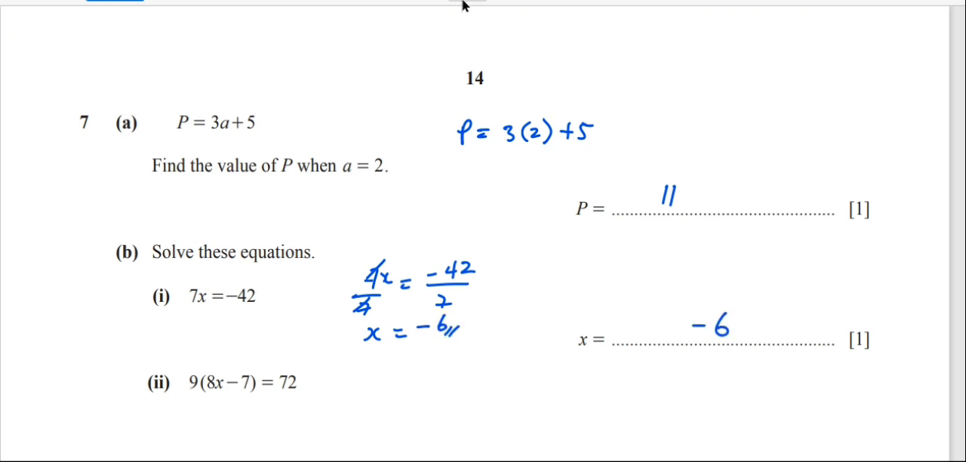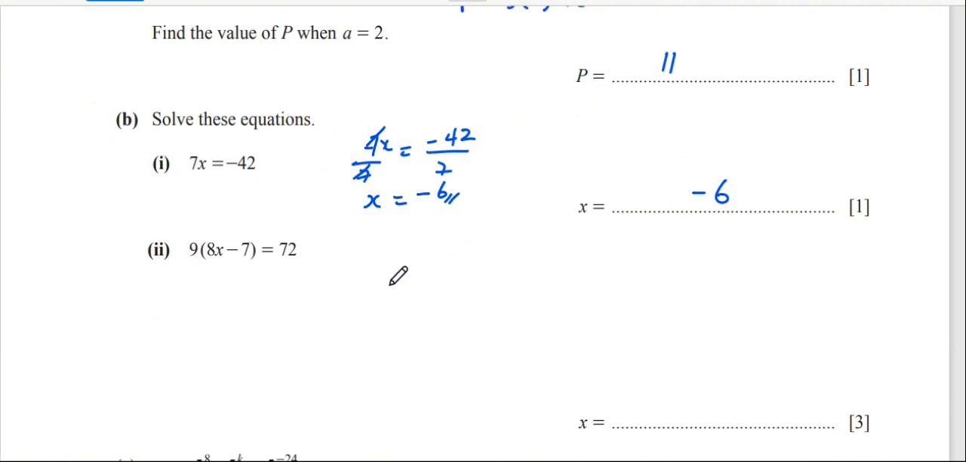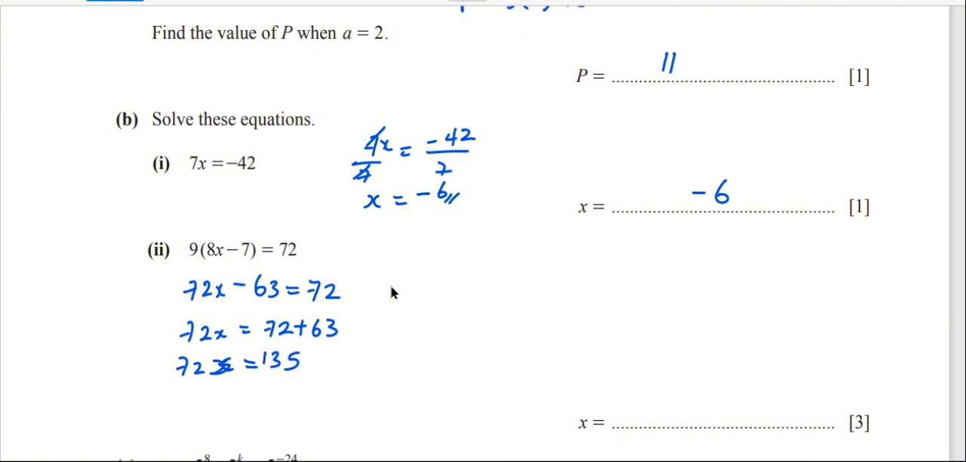So the next equation there is for us to open the bracket and solve for x. So 9 times 8 will give us 72x. 9 times 7 will give us 63 equals 72. So this one crosses over. I have 72x equals 72 plus 63. That will give us 72x equals, this one here will give us 5, 7 plus this will give us 13. So you divide both sides by 72. 72 cancels out 72. You have your x as 1.875. So that will give us 1.875.